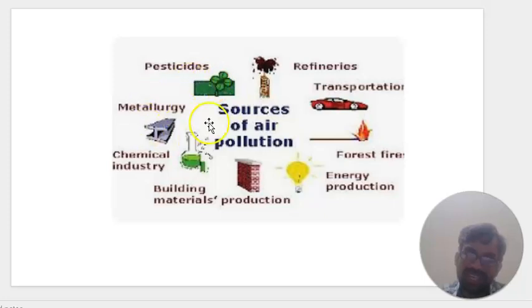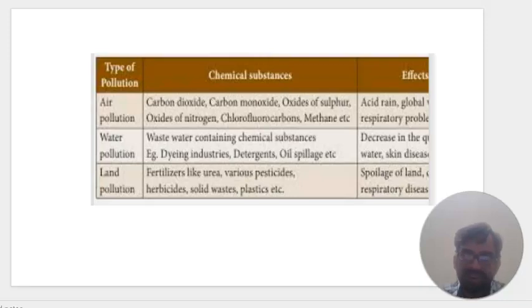So pesticides, metallurgy industries, chemical industry, building materials production, energy production, forest fires, transportation, and refineries are some of the industries involved. Once the types of pollution you can see here are air pollution, water pollution, and land pollution. So chemical substances, and what are the effects you can see here clearly.